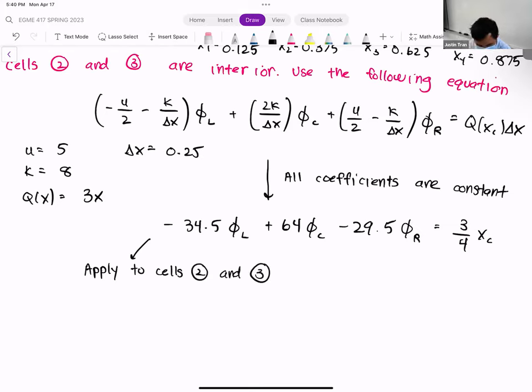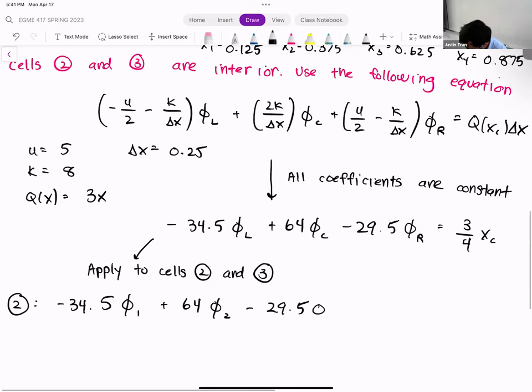So let's apply this to cells 2 and 3. For cell 2, we have minus 34.5. The left neighbor for cell 2 is cell 1, so that's going to be minus 34.5 phi 1, plus 64 phi 2, minus 29.5. The right neighbor for cell 2 is phi 3. All this is equal to 3/4 times x2. x2 we know is 0.375.